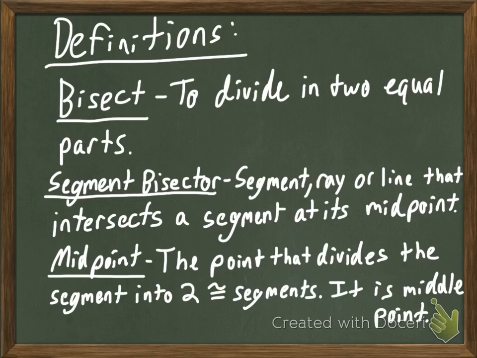And the midpoint of a segment is the point that divides the segment into two congruent segments. It's the middle of that segment. So midpoint is the middle. And a segment bisector goes through the middle, which means that the segment bisector bisects our segment.